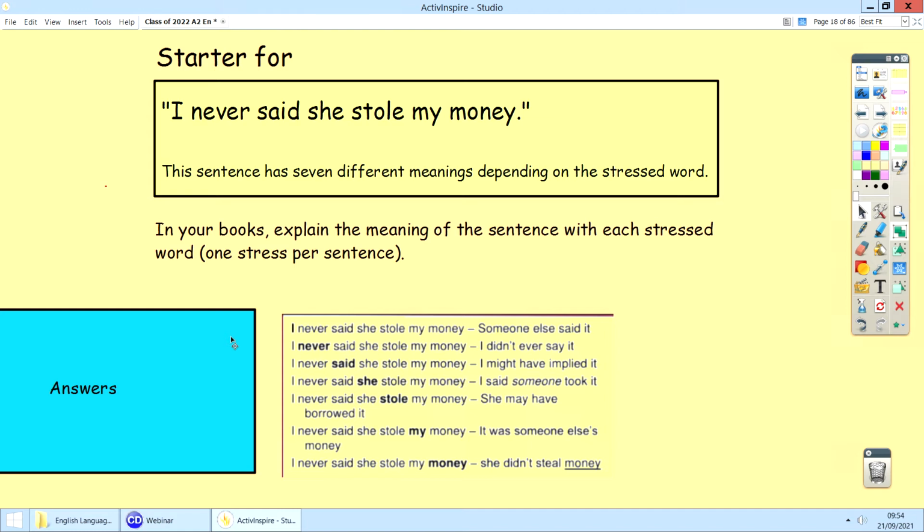I never said she stole my money. She may have borrowed it. I never said she stole my money. It was somebody else's money. And I never said she stole my money. She didn't steal money, meaning she could steal something else.